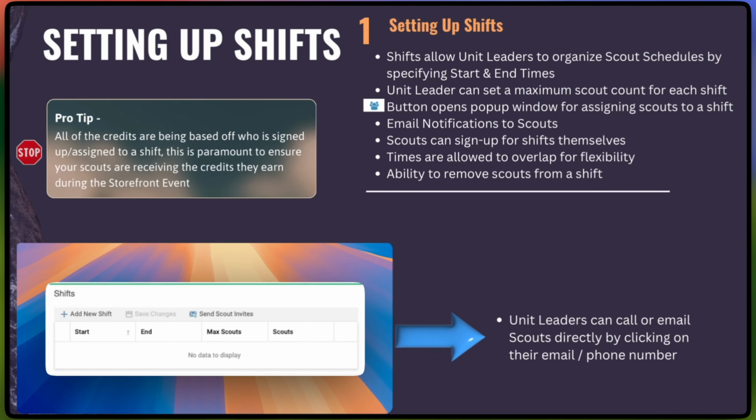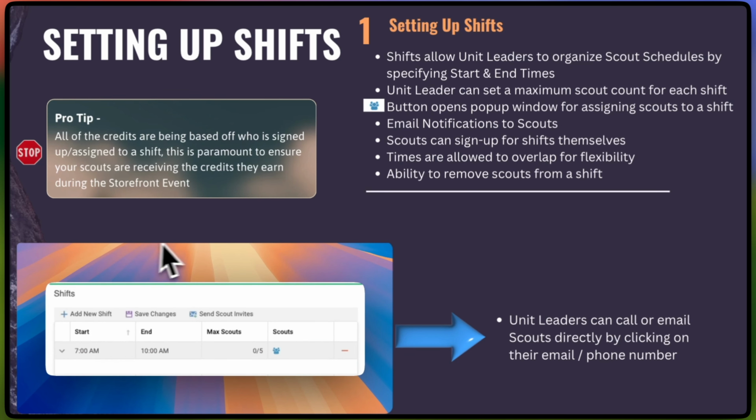One of the features that unlocks after saving the storefront is setting up shifts for the scouts. Unit leaders will create time slots or shifts for organized scout schedules by creating specific time slots with a start and end time. Additionally, shift times can overlap, for example, 6 a.m. to 8 a.m. and 7:30 a.m. to 9 a.m., allowing unit leaders to accommodate for any situation.